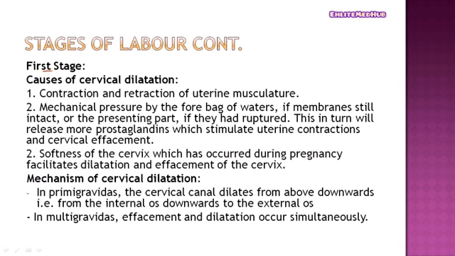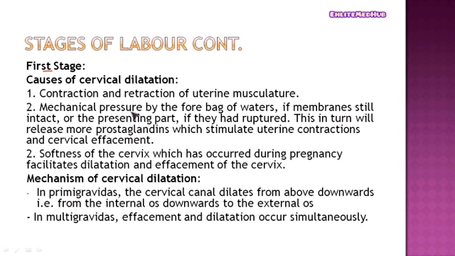So we'll begin with the first stage, causes of cervical dilatation. 1. Contraction and retraction of uterine musculature. So the contraction and retraction of uterine musculature will cause cervical dilatation. Second is mechanical pressure by the forebag of waters, if membrane is still intact, or the presenting part, if they had ruptured. This in turn will release more prostaglandins which stimulate uterine contractions and cervical effacement.